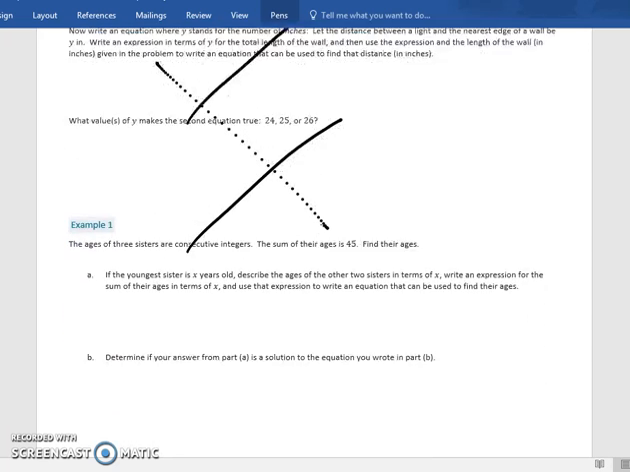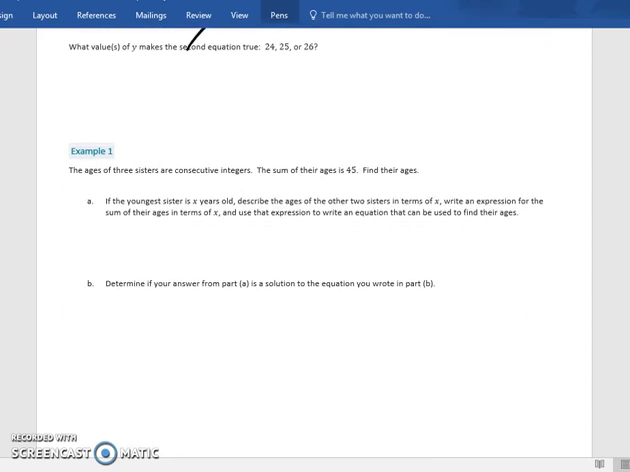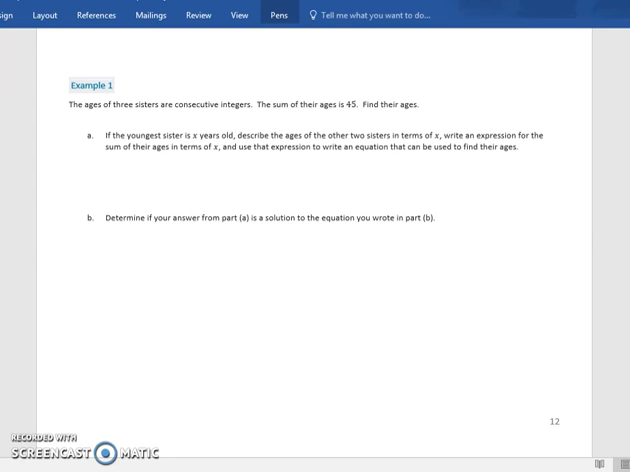Let's go after example number 1. The ages of 3 sisters are consecutive integers. Now, the big thing about consecutive integers is knowing what it means. Consecutive means in order, like 1, 2, 3, 4, 5. Those are all consecutive integers. I'm not bouncing around at all. I'm just trying to explain what a consecutive integer is.